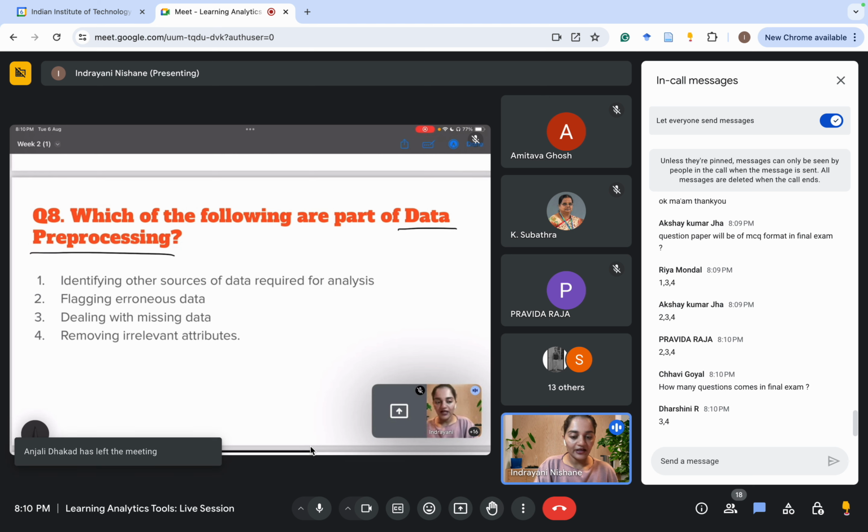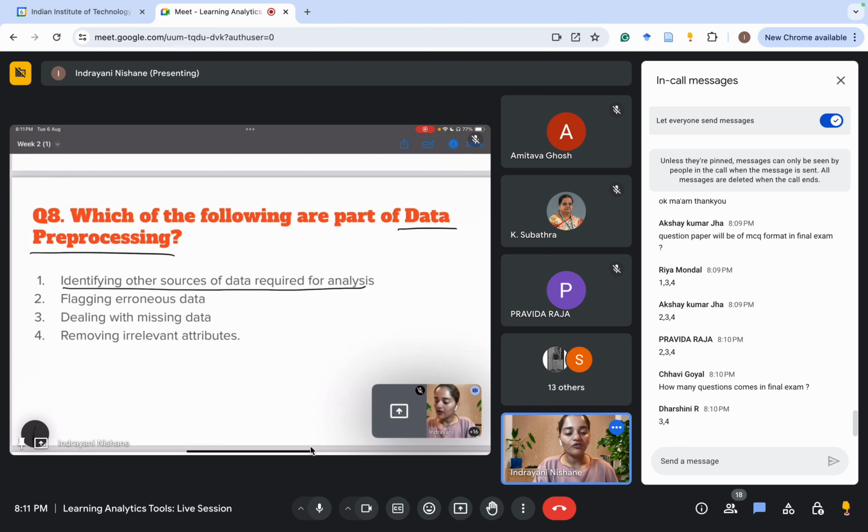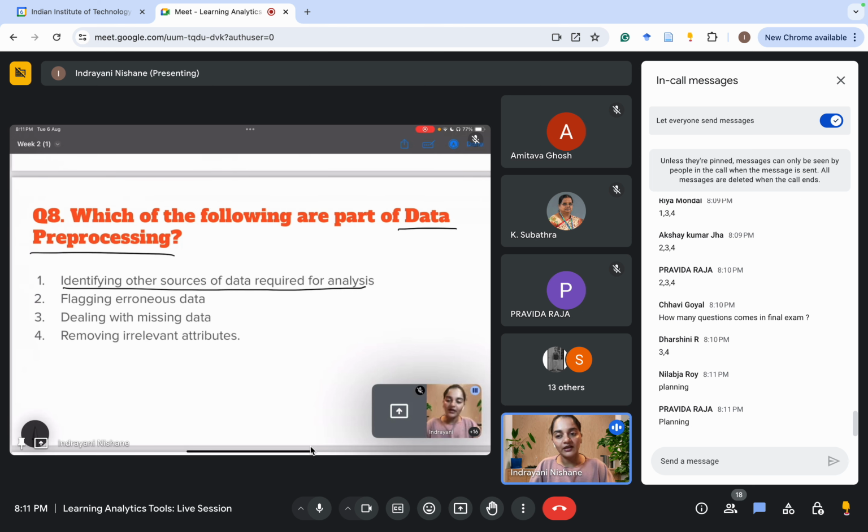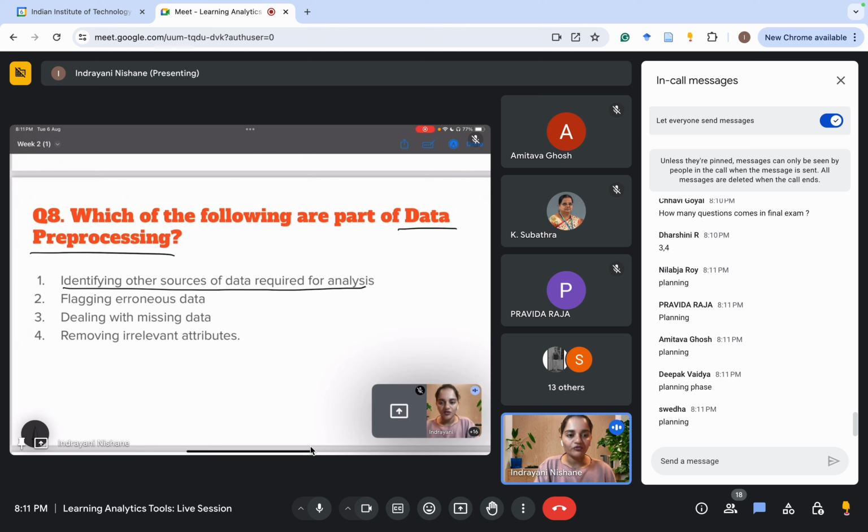So option 1 says identifying other sources of data required for analysis. Can you tell me whether this is part of the planning phase or data pre-processing? Whether you want to identify the instruments or sources of data, how you will collect that data, what data you will collect, all this is part of the planning phase. Yes, all of you are correct, this is part of the planning phase. So this will not be part of data pre-processing.